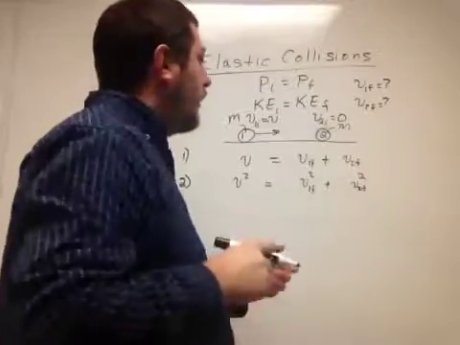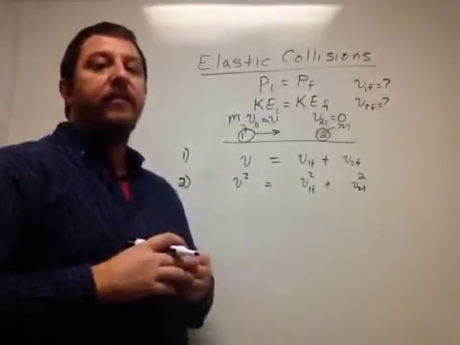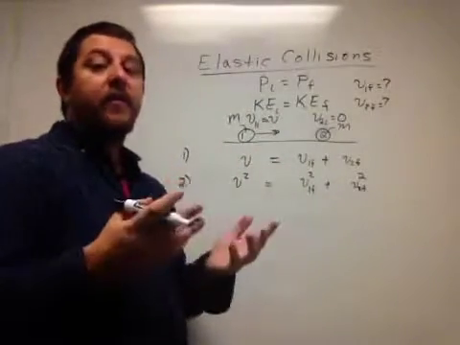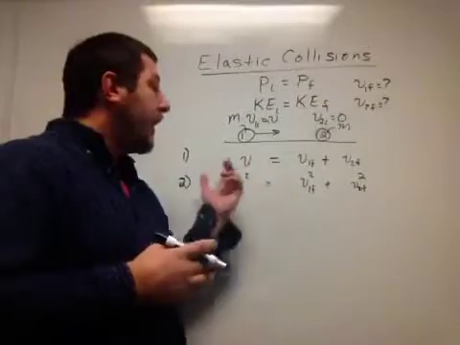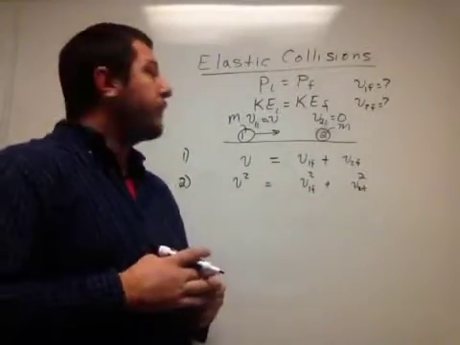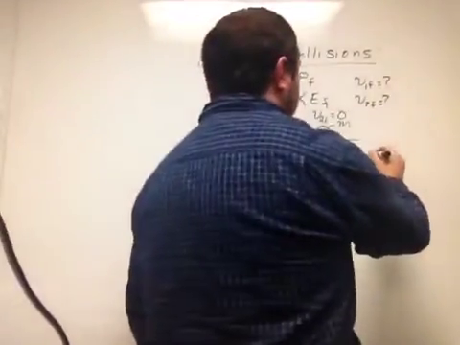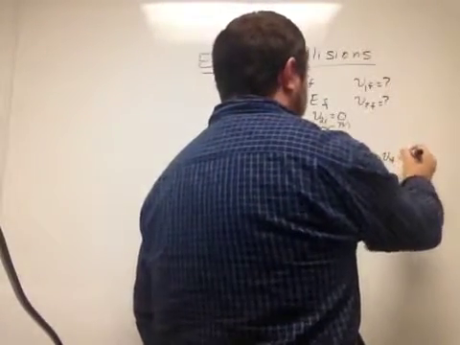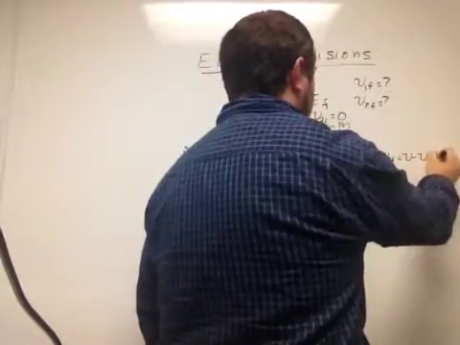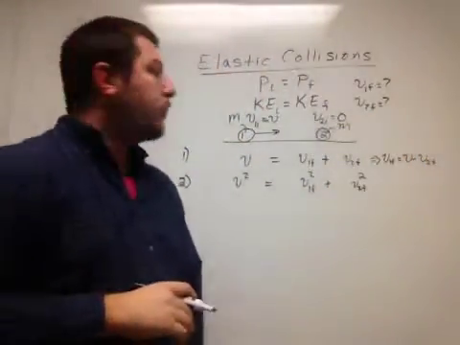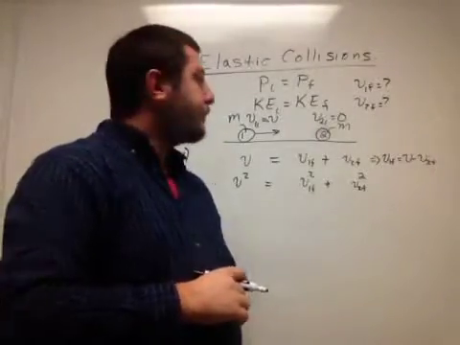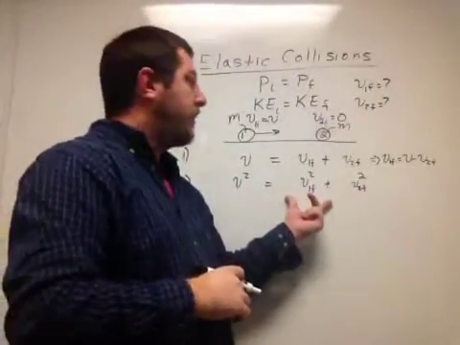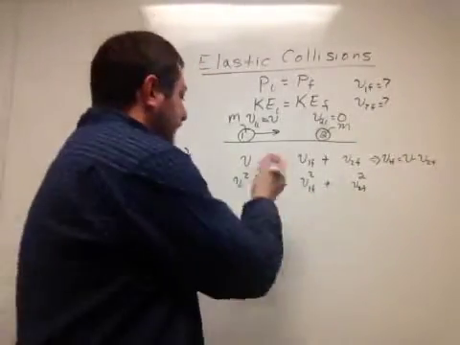And now using these two equations, I want to find V1F and V2F. One of the first things that I can do is solve the first equation for either term, V1F or V2F, it doesn't matter, and then I'll plug that into the second equation. So if I solve my top equation for V1F, I get V1F equals V minus V2F. And now I want to square this and insert it into this equation.